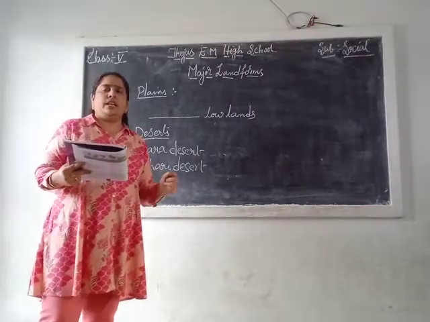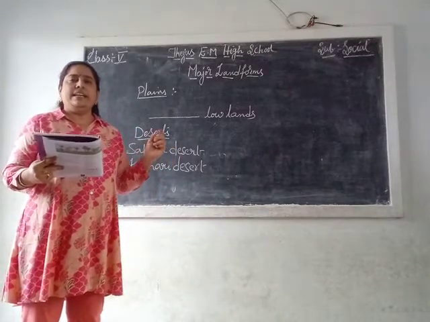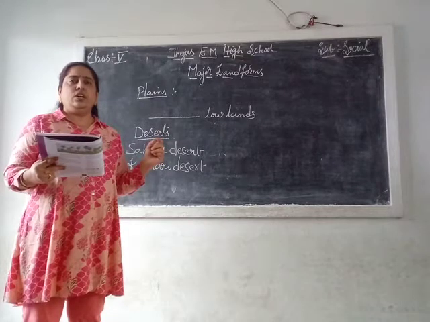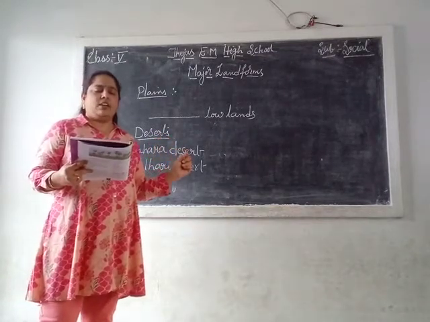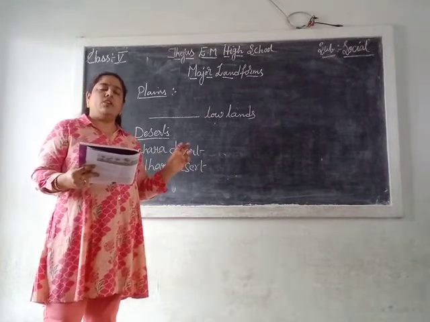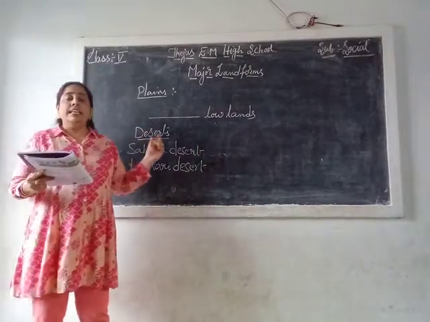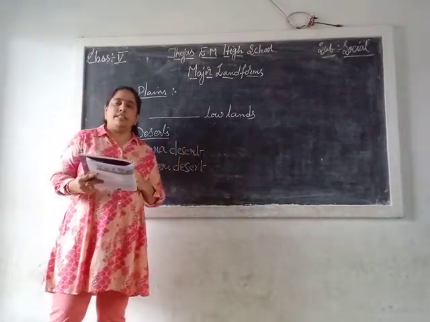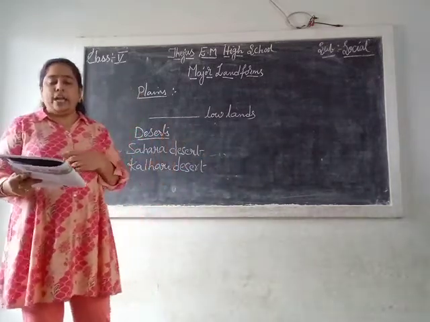There is little vegetation due to less rainfall. Most deserts are located on the west side of continents and on the leeward side of mountains.